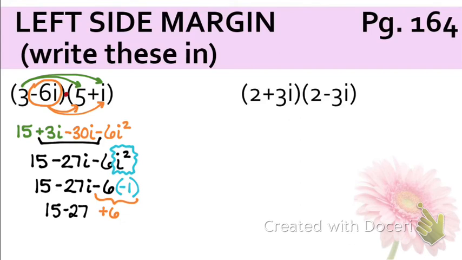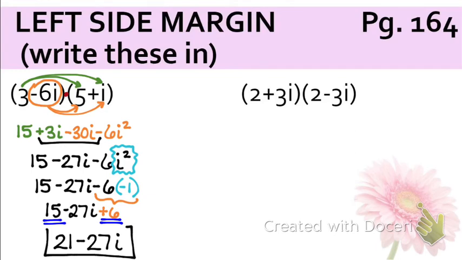Can't you add the 15 and the 6 together? Absolutely. And you have to, or you're not done simplifying. The 15 and the 6 are like terms, so we're going to combine them. What is 15 plus 6? So I have 21 minus 27i. That is fully simplified, because I can't simplify i any further, but i squared I can.